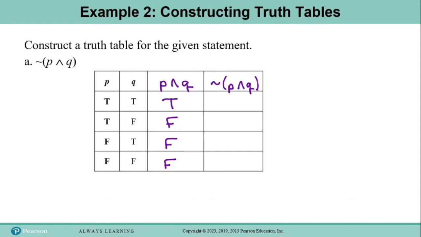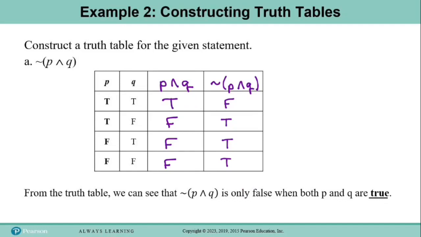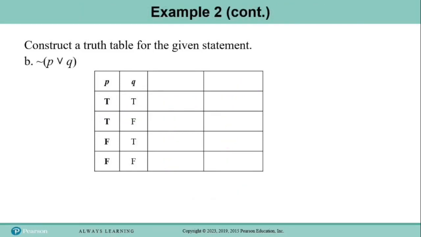So where P and Q is true, not P and Q is going to be false. And then where P and Q is false, not P and Q is going to be true. So now that we've got our truth table filled in, we can see that not parentheses P and Q is only false when both simple statements are true. Now let's look at part B.